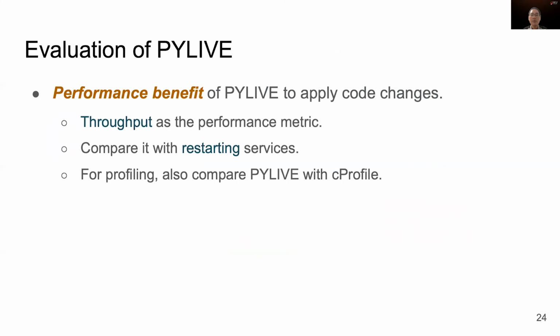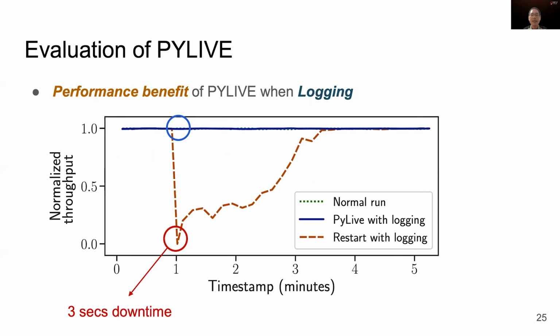We measure the performance benefit of PYLIVE to apply code changes. We use throughput as a performance metric and normalize it. We compare it with the typical restart approach. Modify code offline, stop the services, and restart the service immediately. For profiling, we also compare PYLIVE with cProfile, which is Python's official profiling tool for collecting comprehensive profiling in testing environments. For logging cases, PYLIVE's benefit mainly comes from avoiding the time to restart and warm up.